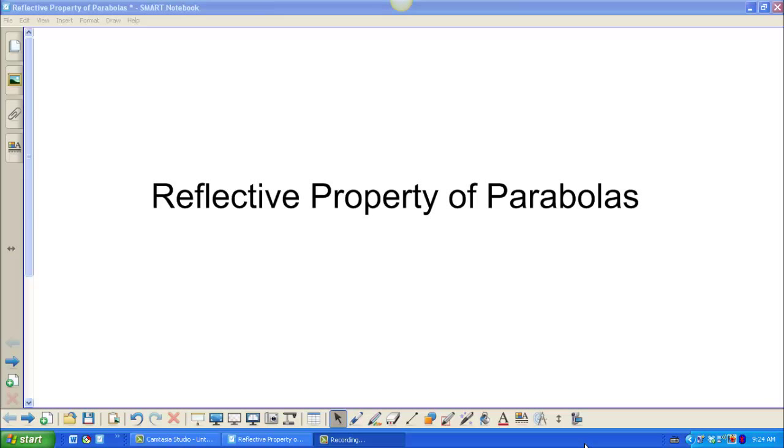In this lesson, we're going to discuss the reflective property of parabolas. We have 3 vocabulary words to discuss, and then we have the actual reflective property of parabolas and an example.